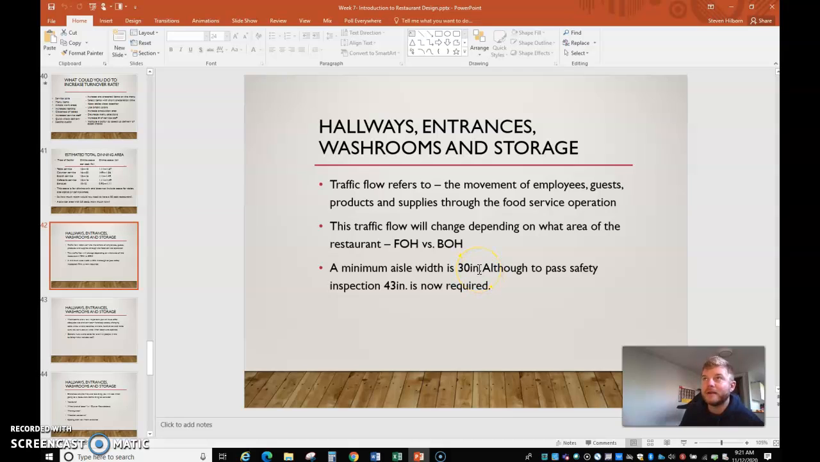Now you're going to want a lot wider than that on your main traffic spaces, enough for 2 people to come and go. But 30 inches in between even any aisle is a minimum.